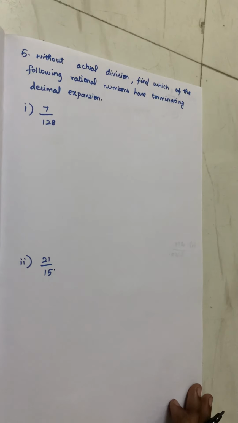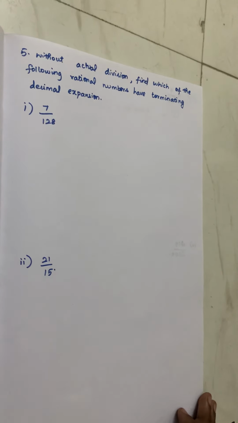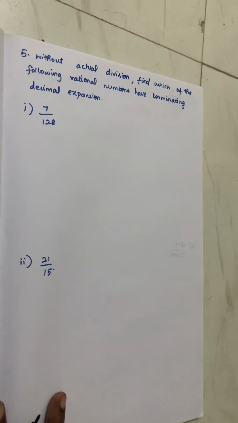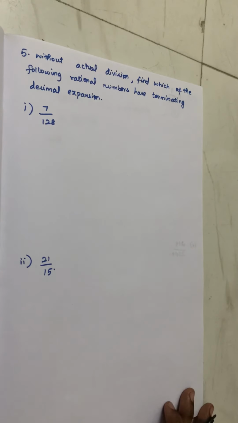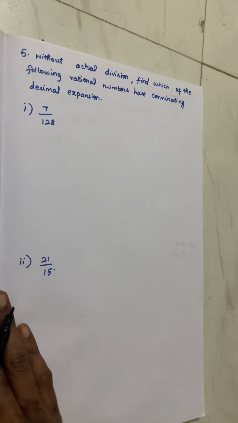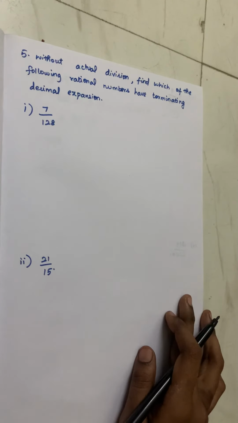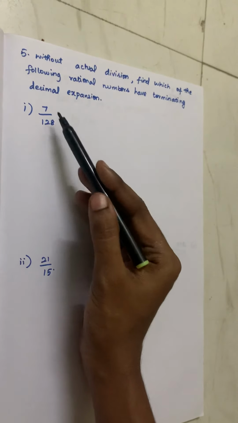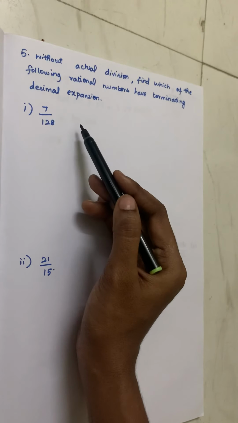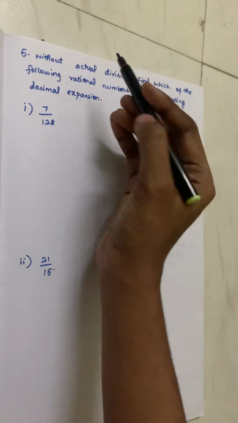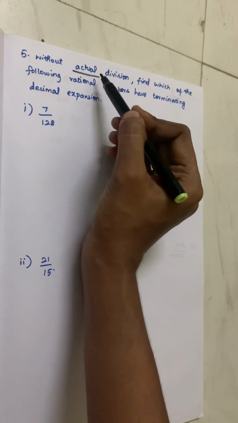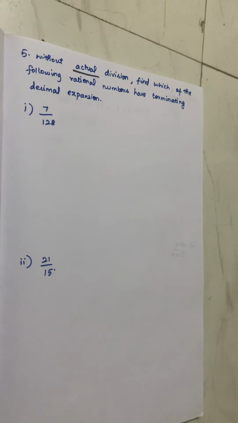Next is fifth sum, children. Without the actual division, find which of the following rational numbers have terminating decimal expansions. It's very easy. We know that we change rational numbers to decimal numbers. But see the question carefully: without the actual division. So you should not use the division method here.